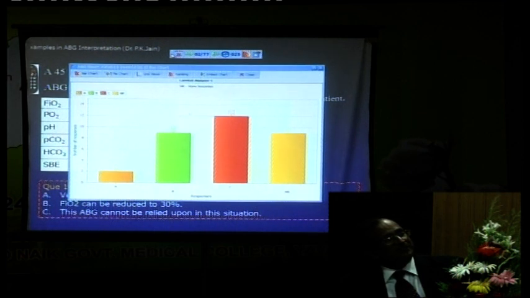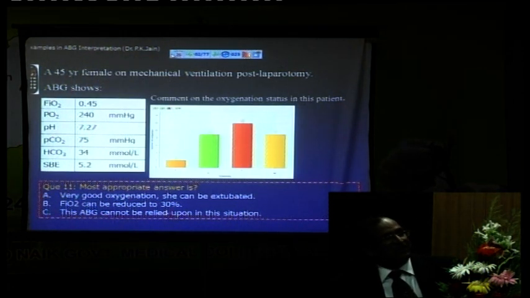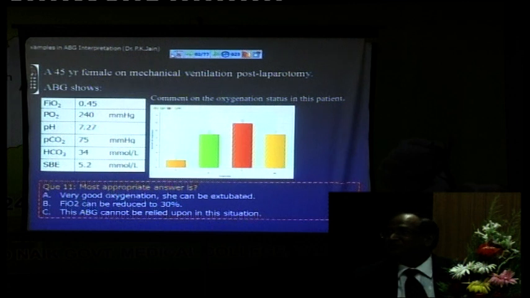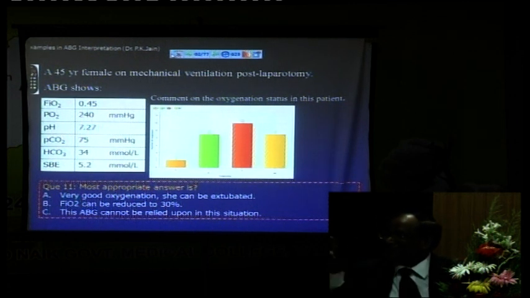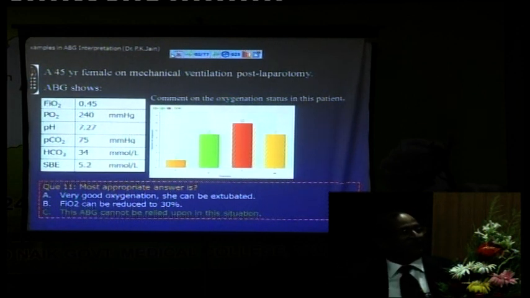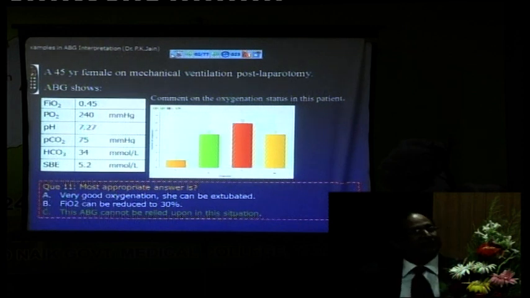Third prize, second prize, first prize. It looks like this. 12 of you said C. ABG cannot be relied upon. I think you've understood the trick of how I frame my questions. Whatever is obvious, don't answer that. What you think is wrong, answer that. Okay, good. It cannot be relied upon in this situation.